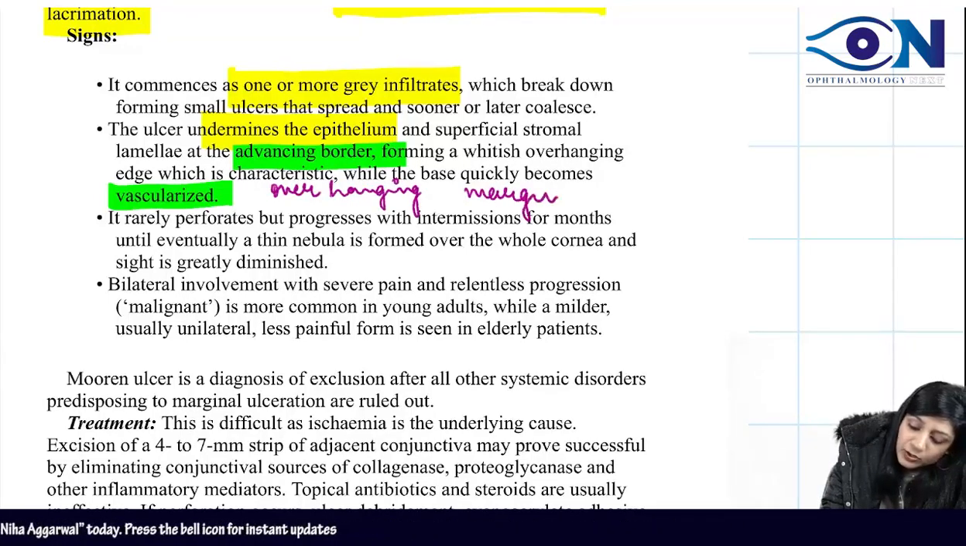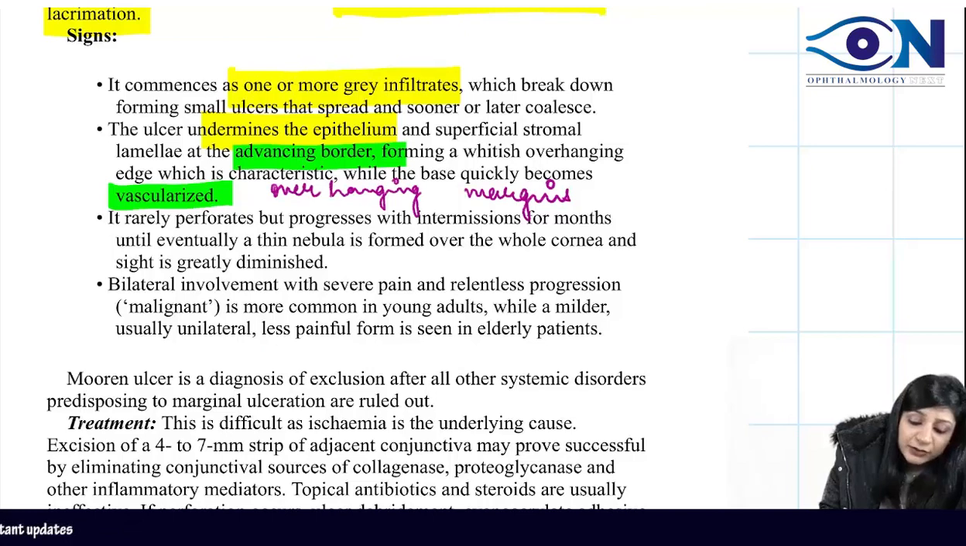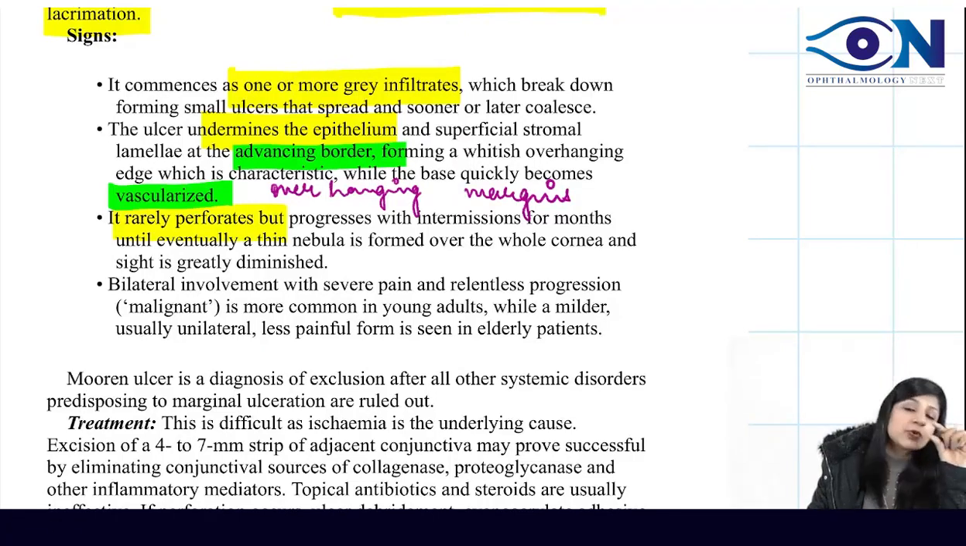Advancing borders, overhanging margins, and perforation is rare because it goes into the small burrows form. It's not having through and through perforations. Bilateral involvement with severe pain and relentless progression.